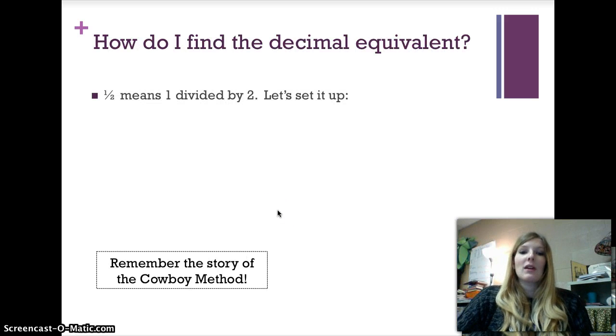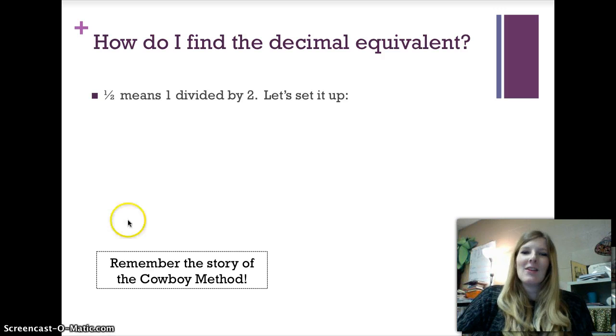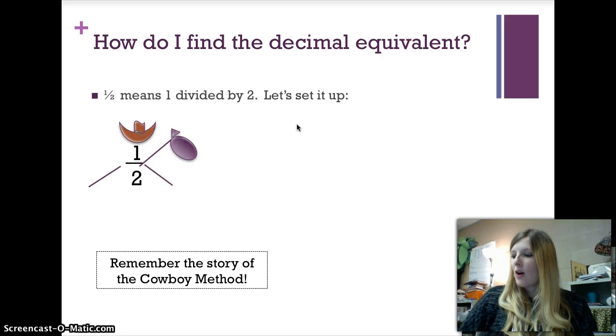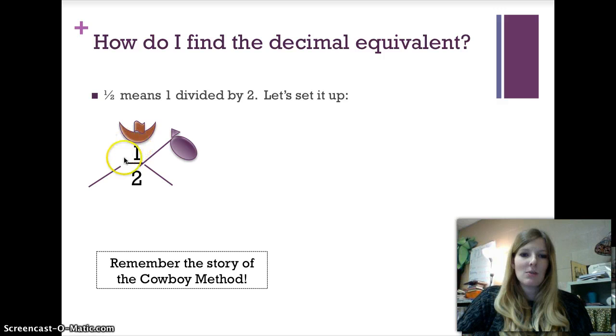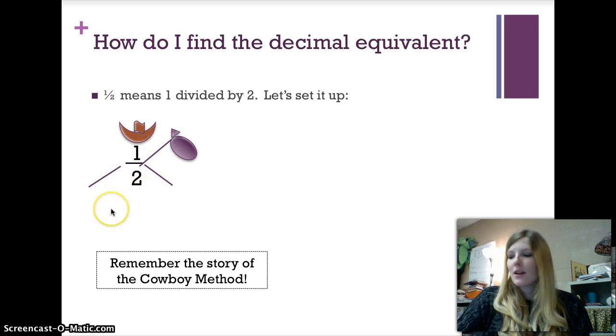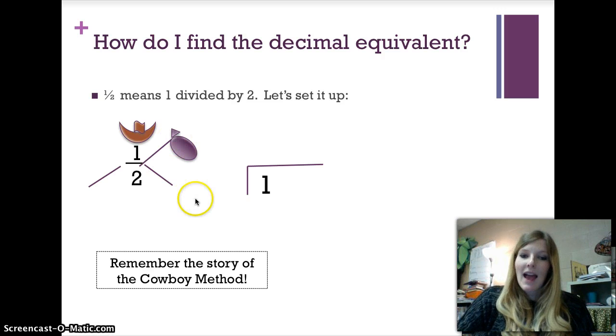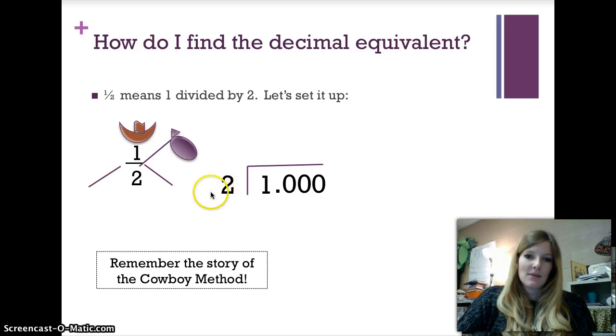How do I find the decimal equivalent? So if it's not one of those easy ones that comes to your memory very quickly, then you have to do the Cowboy method that we talked about. So let's stick with 1/2. Remember, 1/2 means 1 divided by 2, so let's set it up. Here's my 1/2, and I have my cowboy. So the cowboy, that's going to be this numerator, rides the horse. That's my denominator. The cowboy goes inside the house. Okay, he takes off his boots, he hangs up his hat, and he eats 3 donuts. So let's pretend these are the 3 donuts. And remember, the horse stays outside the house.